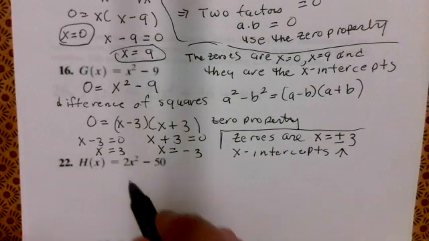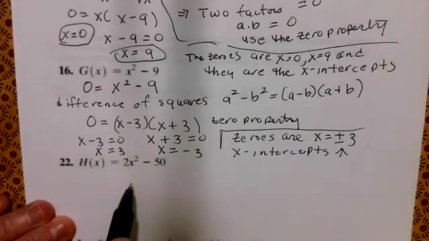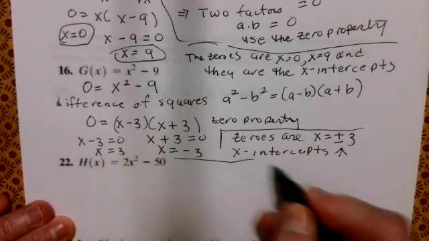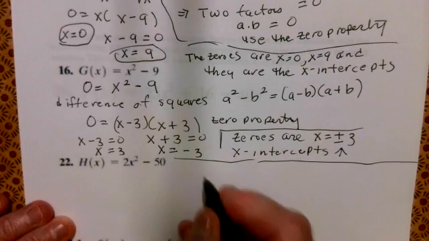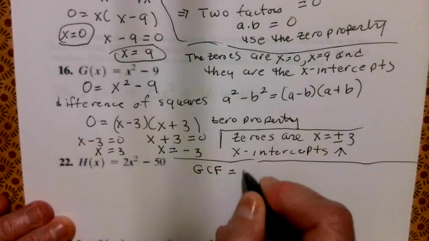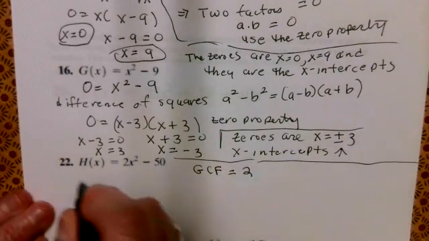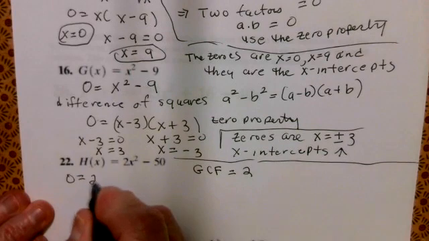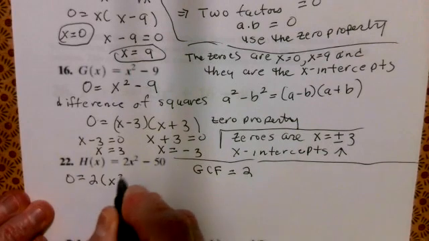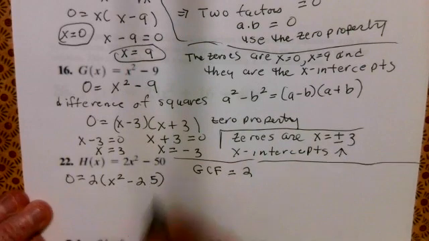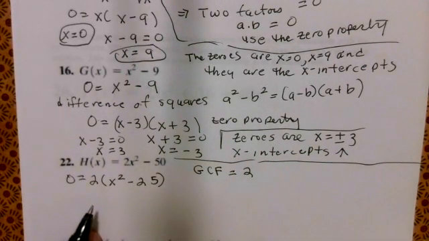So you want to factor out the greatest number that you can. So the greatest common factor, and I'm going to just put a line here so we don't get this confused, is equal to 2. First we're going to set it equal to 0. And then we're going to factor a 2 out. Well, when we do that, look what we have. We have a difference of squares here.